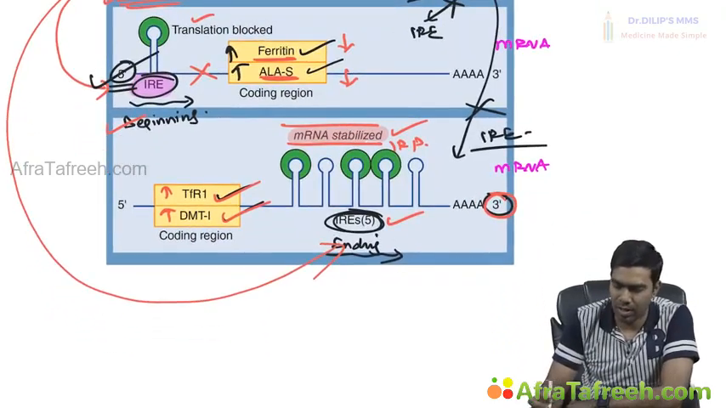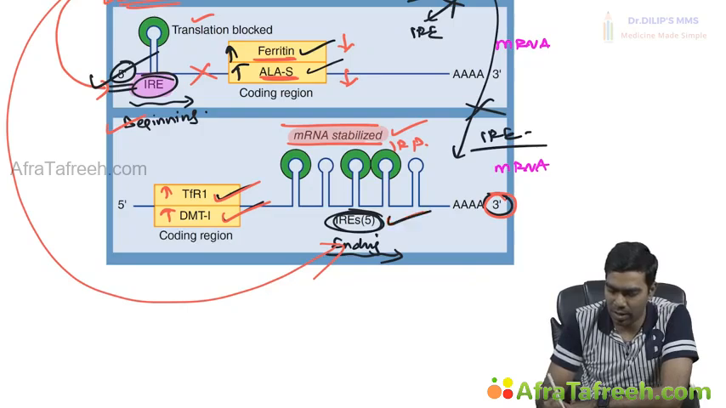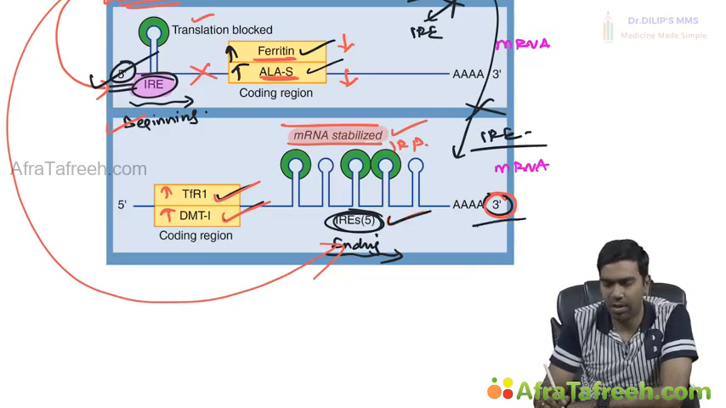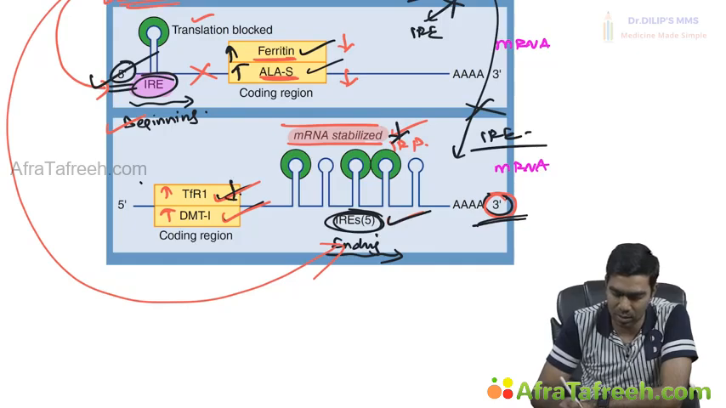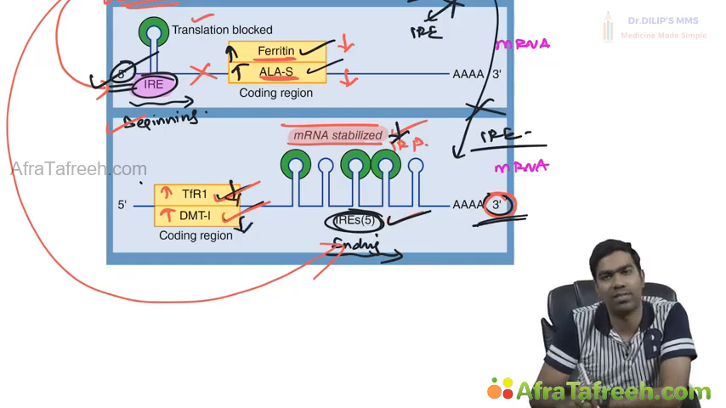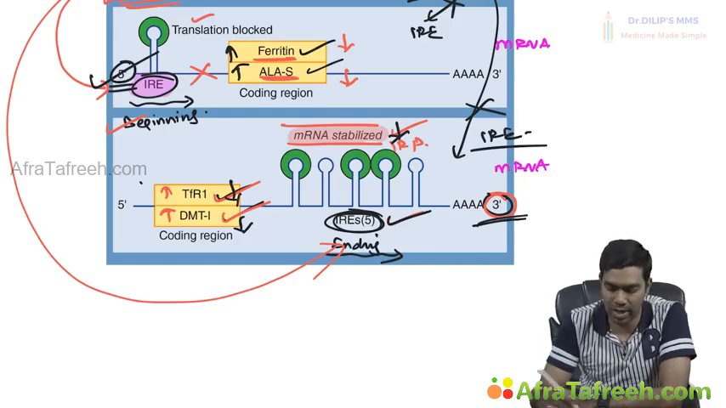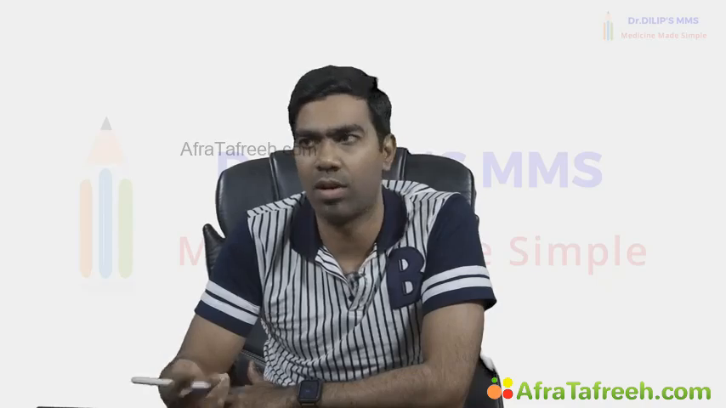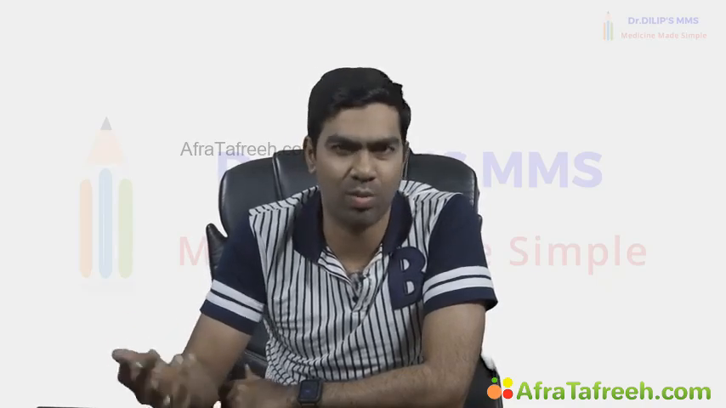Similarly, if the iron regulatory protein cannot bind to the 3' end in this condition, the mRNA stability decreases, which results in reduced translation of transferrin receptor 1 and DMT1. This is again the norm, because in high iron states you don't need that much DMT1 to trap more and more iron. So this is also one mechanism.